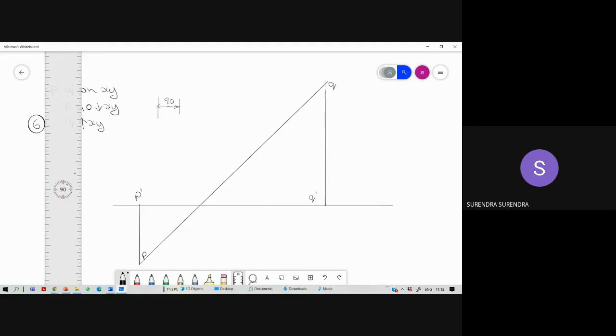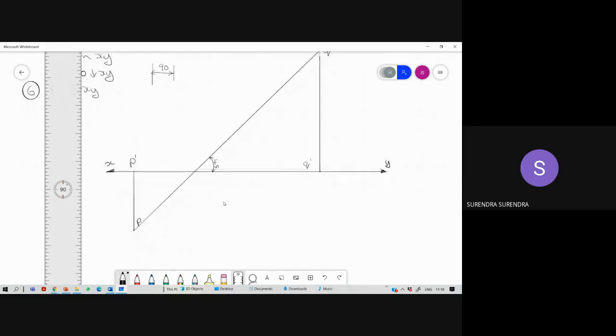The statement says the line joining the views makes an angle of 45 degrees with the XY line. So instead of giving the position of Q directly, he is asking us to calculate it. After completing, represent XY, X, Y, and all the dimensions.